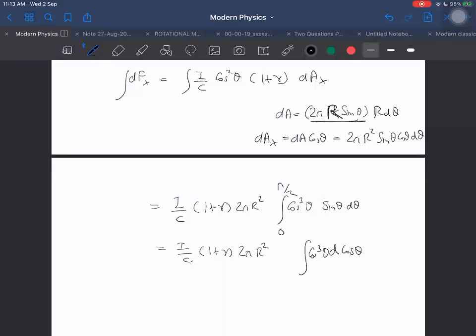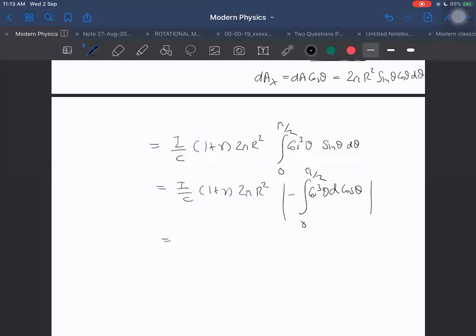And I'm not interested in signs here, because I already know I'm finding the magnitude only. But anyway, for the time being I'm writing a minus sign there. Then I will be getting a cos cube theta d cos theta. What will it be? Cos raised to power 4 theta by 4.